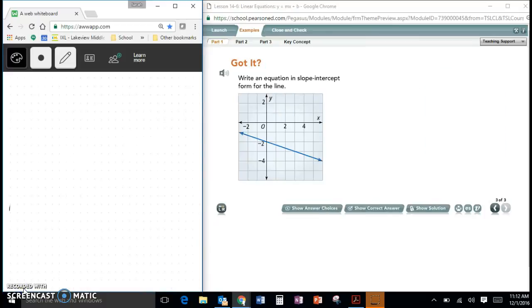It says write an equation in slope-intercept form for the line. So if you look at this, your y-intercept is negative 2. The slope drops 1 and runs 3, and obviously it is downhill, so it's negative. So it would be y equals negative 1/3 x minus 2.